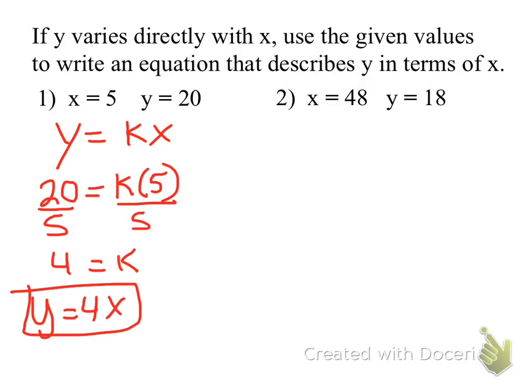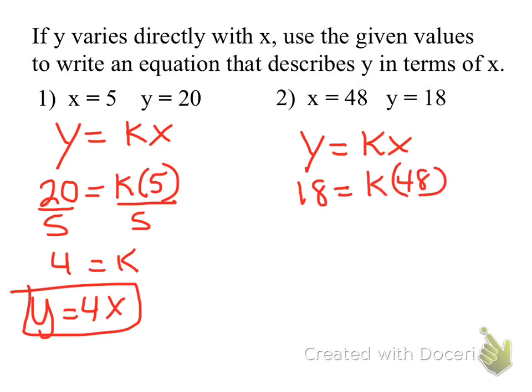Okay, you guys pause the recording and do number 2. Go. Okay, where do I start? Somebody I haven't heard from. Sarah. First, you start by writing y equals kx, and then you substitute in the x and the y, so it's 18 equals k times 48. And then you divide 48 from both sides, and you get k equals 3 over 8. We're reducing it, and it reduces, 6 goes into that 3 times over 8.